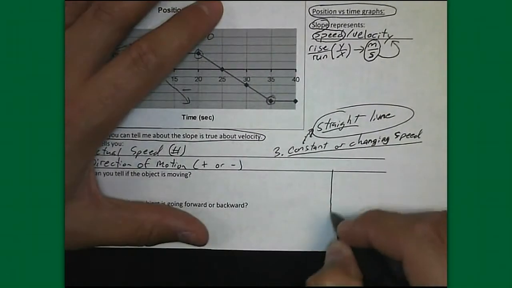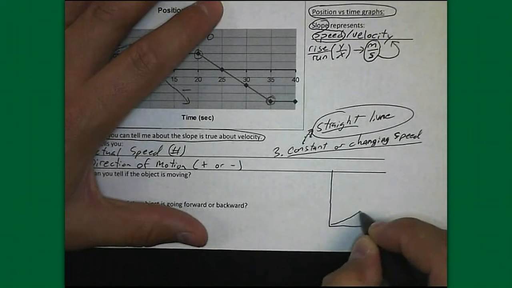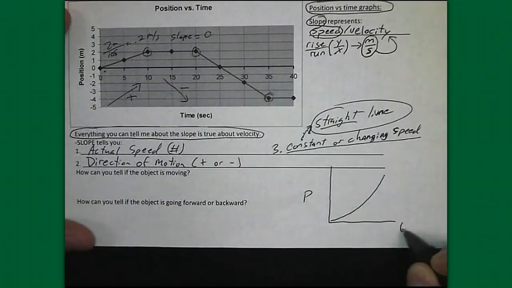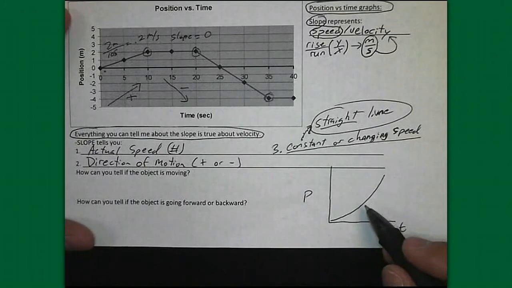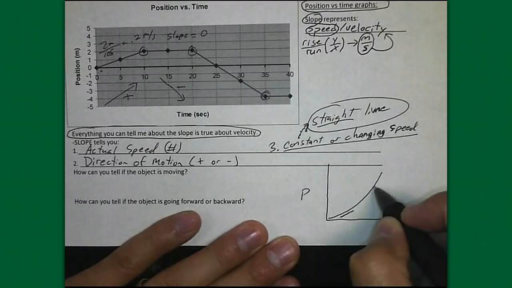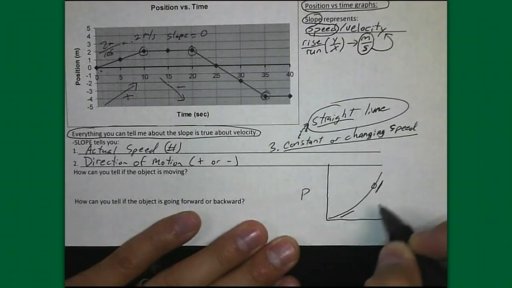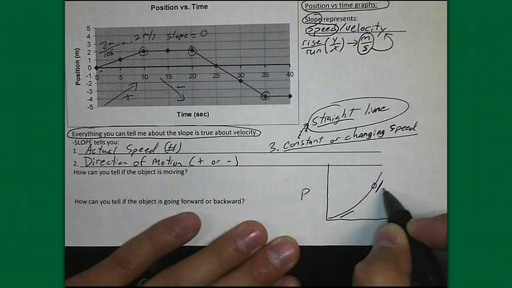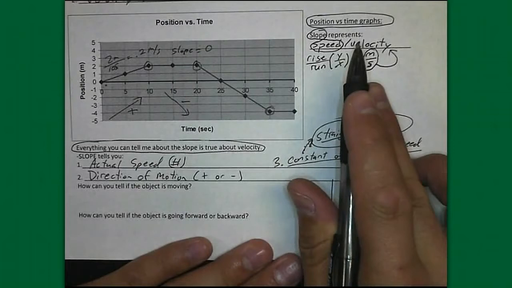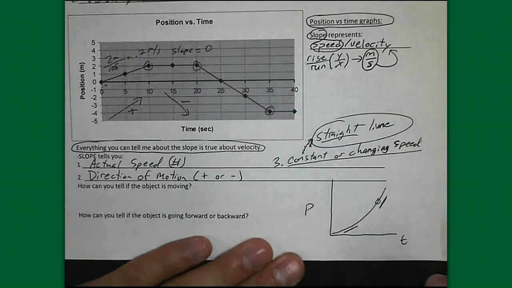And for instance, we might have a graph that looks like this. This is not constant speed. This could be position versus time as well. This speed is not constant because the slope is not constant. The slope is ever changing. If we look at the slope here, it might look like this. If we look at the slope here, it might look like this. Those two slopes are not the same. The slope is increasing. If the slope is increasing, the speed is also increasing, because on a position versus time graph, slope represents speed.